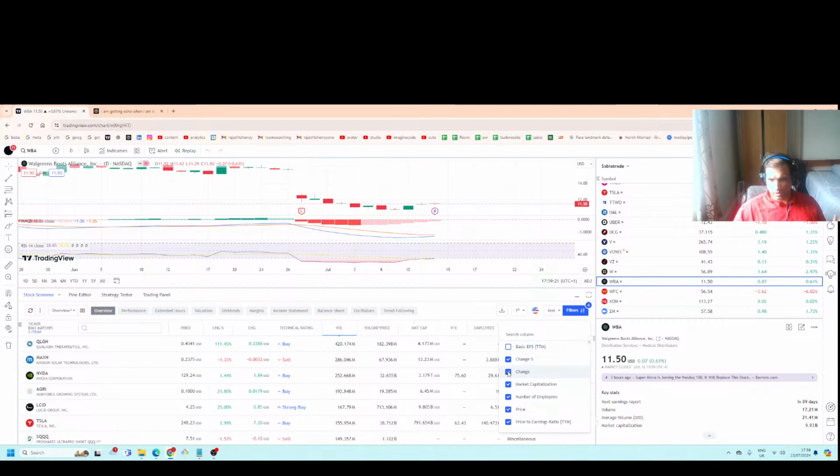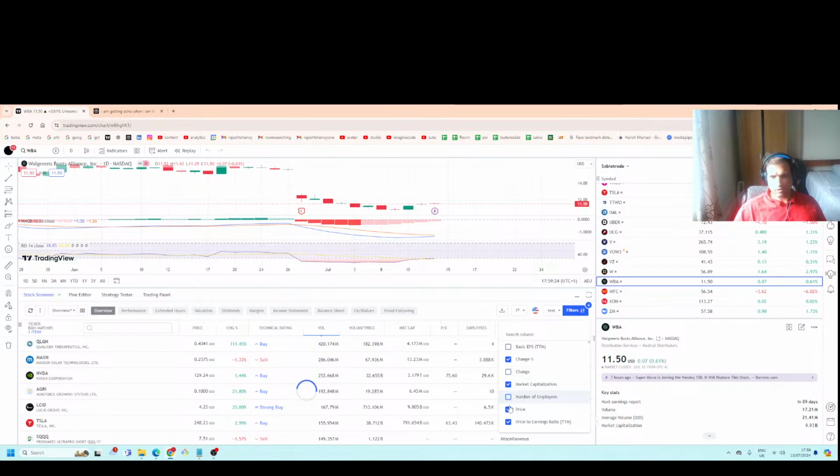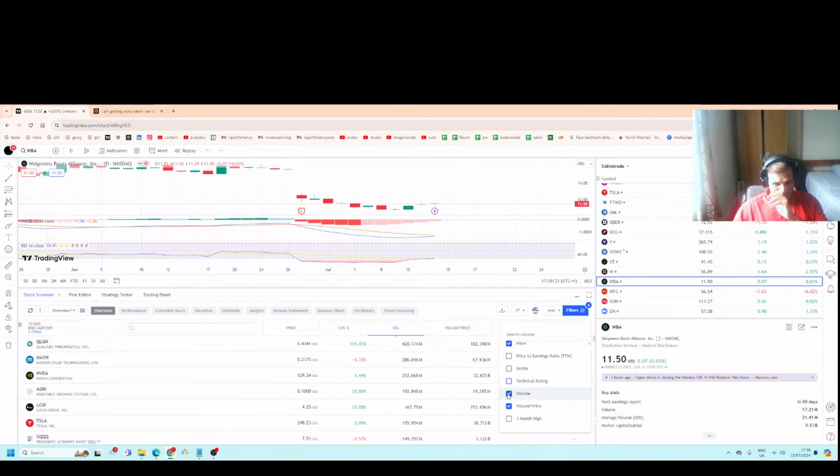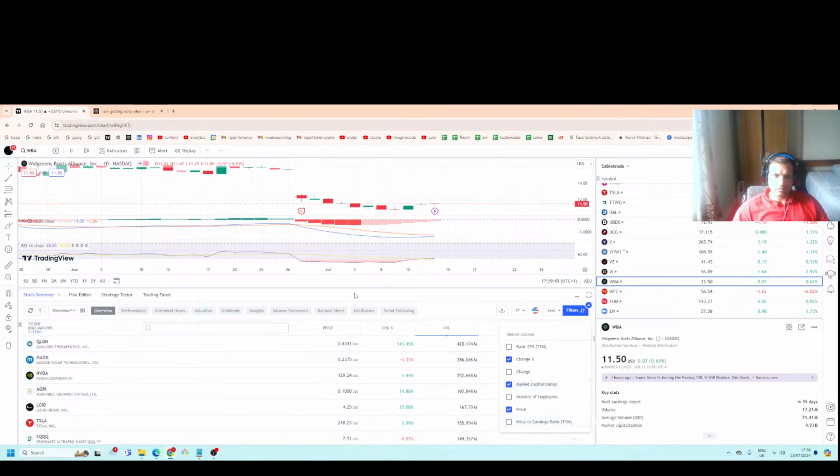So in the beginning, you have, let's say, let me refresh the page. Out of 8,263, let's say I'll remove everything. Change, I'll leave only the change percentage, market caps. Market cap is fine, number of employees not needed, price to earnings ratio is not needed, sector is not needed, technical rating is not needed, volume is probably not needed either.